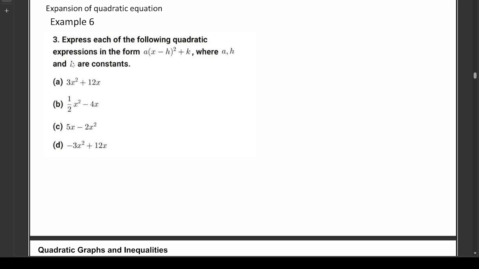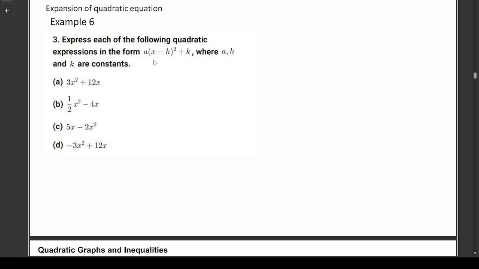Hello students. Okay, this is the example for question 3, right? Exercise 2.1 question 3. Now, let's look at the examples. Express the following quadratic expression in the form.